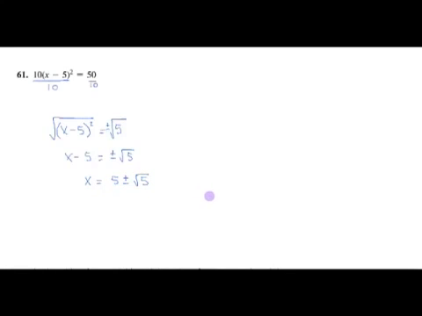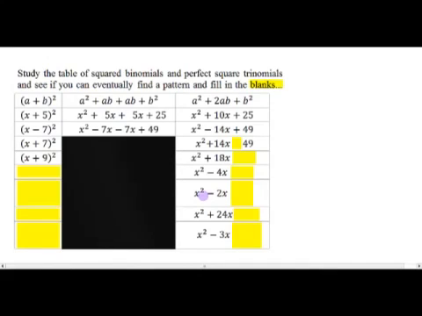Let's study the table of squared binomials here and perfect square trinomials and see if we can eventually find a pattern and fill in those yellow blanks on the table. First off, let's start with a plus b quantity squared. This is really the formula for expanding a binomial. The work in the middle from FOILing would be a squared plus ab plus ab plus b squared. And then we collect our like terms and we get 2ab in the middle.